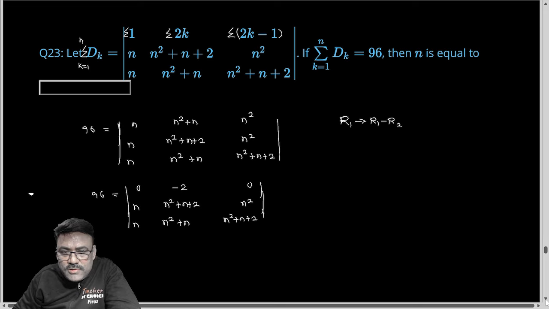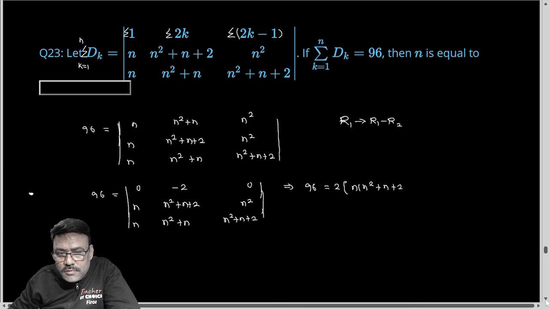Now let's expand this determinant along the first row. So you will get 96 is equal to 2 times this one, and this one disappears. So you are getting n into n square plus n plus 2 minus n cube. n can be taken outside, so it is 48. n taken outside, it is n square plus n plus 2 minus n square. So ultimately you are getting n into n plus 2 equals 48.